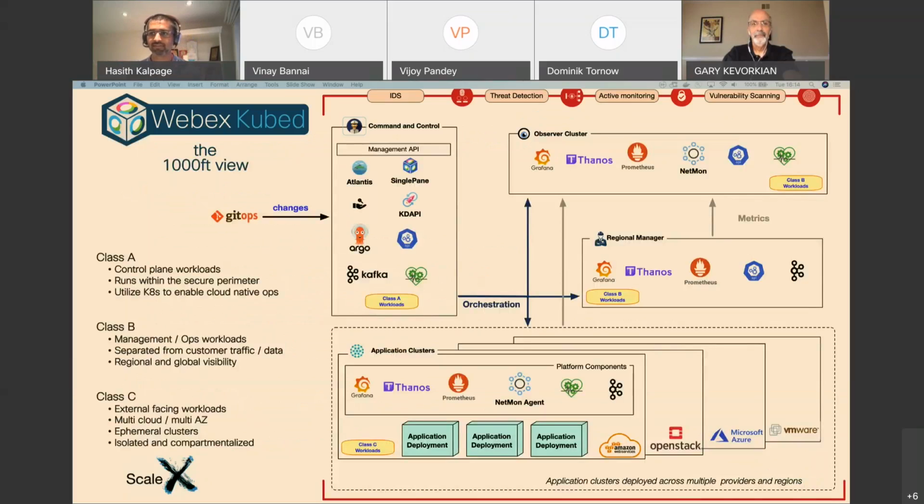So this is the 1,000-foot view diagram that we spin up, and people ask us, what is Webex Cubed? So at the top level, I'm going to be talking about 3 classes of clusters. Everything here is Kubernetes. So the first thing, starting off with our class A cluster, right? And that's our command and control plane on the top left. This is our control plane cluster that runs within the secure perimeter, within our management internal networks. And this is what enables our orchestration and enables our DevOps.